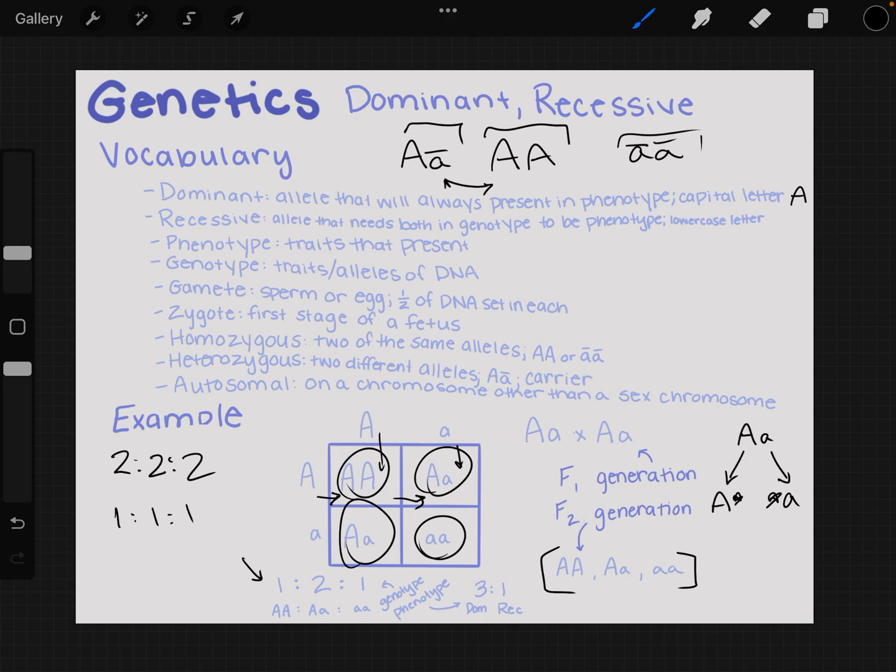So the other thing that we can look at is the phenotypic ratios. So we know that because these individuals, all 3 of them, have at least one dominant allele, the capital A, we know that they are all going to be presenting that dominant trait. Therefore, we are going to have 3 dominant trait individuals, and because this one is homozygous recessive, 1 recessive individual.